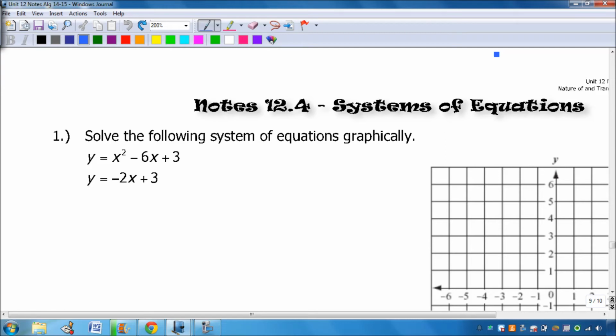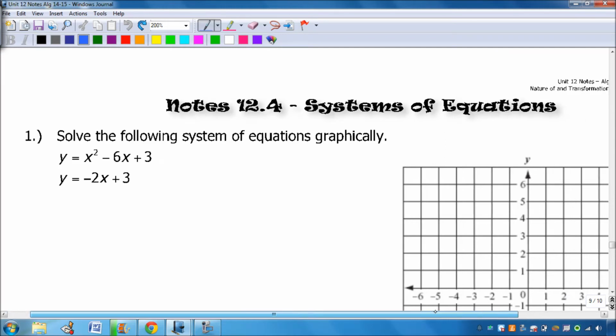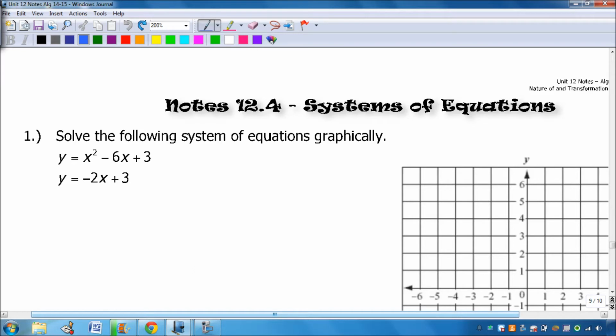Hi, ladies and gentlemen. We are looking at notes 12.4, which are on systems of equations. You guys already know how to solve systems of equations, but only if they are two linear functions. Now we're going to learn what to do if we don't have two linear functions.